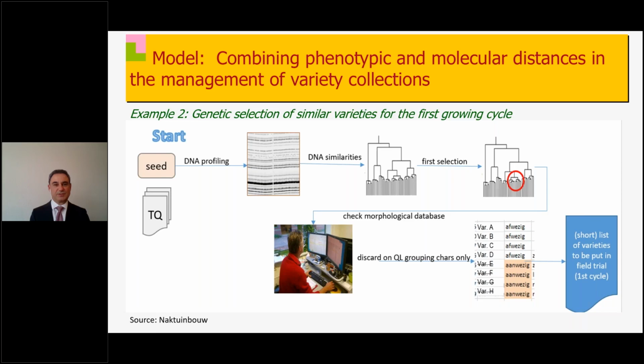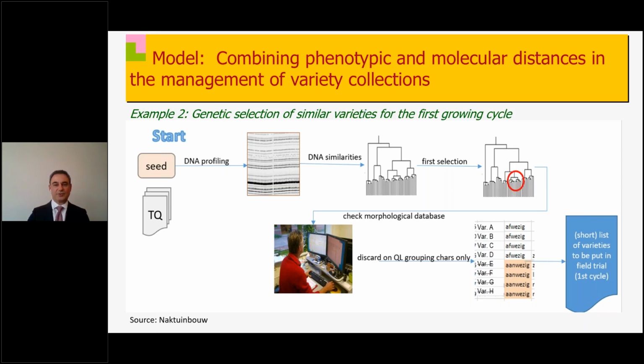The initial step is to obtain DNA information from the candidate variety, and therefore comparing the profile against other varieties in the DNA database, to identify first those varieties that are genetically similar. In addition to this genetic information on similarity, qualitative characteristics, those that do not change with environment and are very much reliable, were also used as an additional layer to support further excluding varieties from the growing trial.